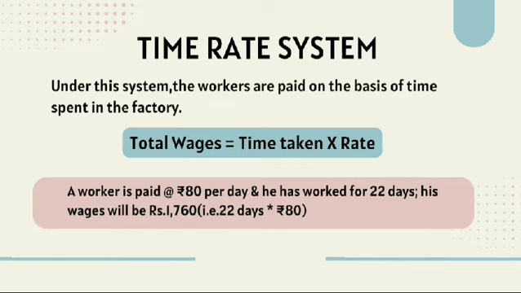Here, the wage can be calculated on per hour, per day, per month or per year basis. For example, if a worker is paid rupees 80 per day and he has worked for 22 days, his wage will be rupees 1760, that is 22 days into rupees 80. In time rate system, there are four variations. Let's discuss it one by one.